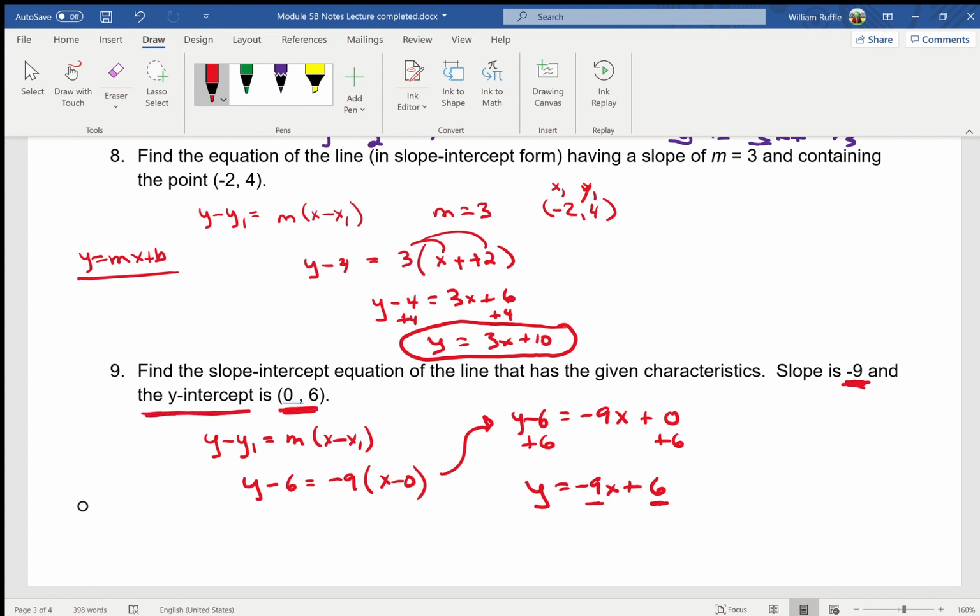Only if they give us the y-intercept can I just write out the equation immediately. People think this shortcut works for everything, but it does not. It only works when I'm given the y-intercept as my point. If it's not the y-intercept, I cannot use this.